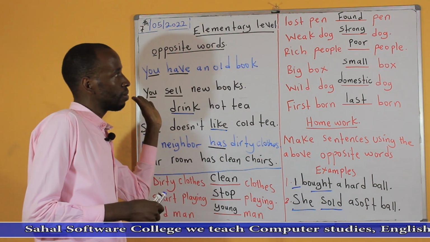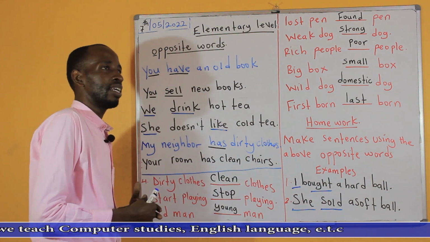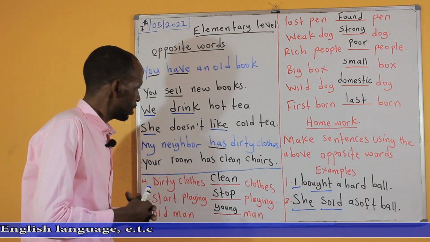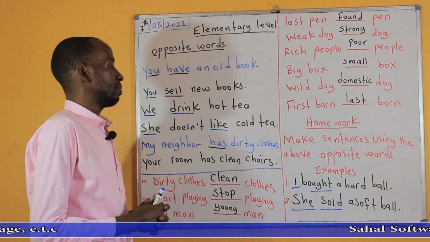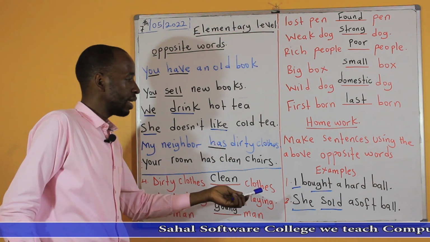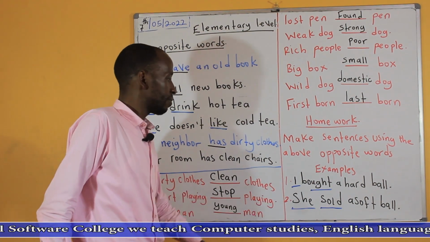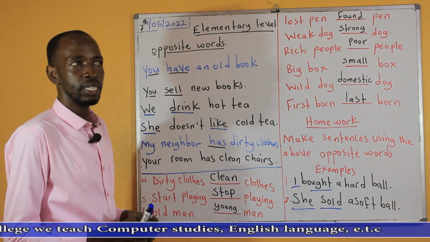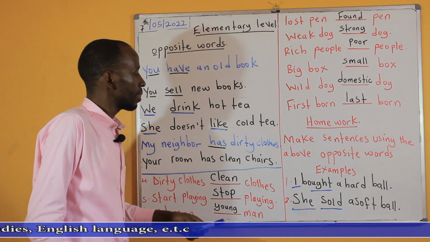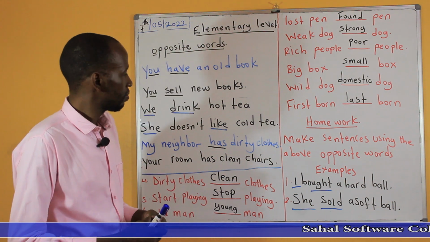So we started from opposite, we go to sentences, and now we are learning how to make negative, and even you can practice questions. Let me practice questions and we stop there. Did I buy a hard ball? That's how you can ask here. Did she sell a soft ball? Did she sell? Because after did, you put infinitive verb. Did she sell a soft ball?